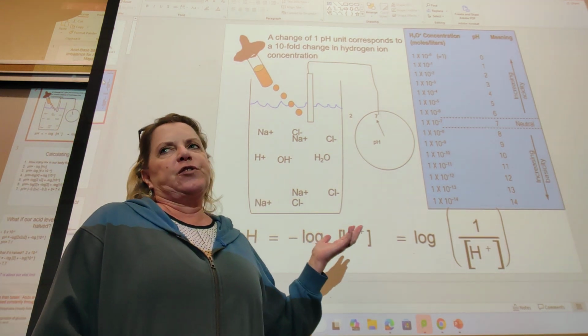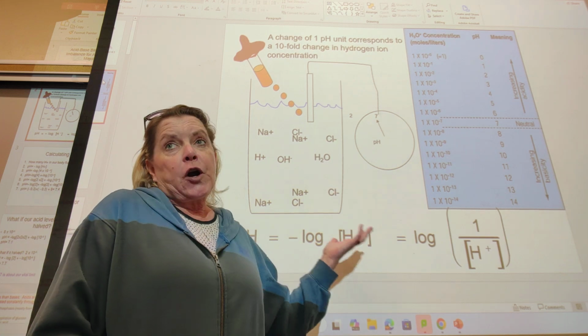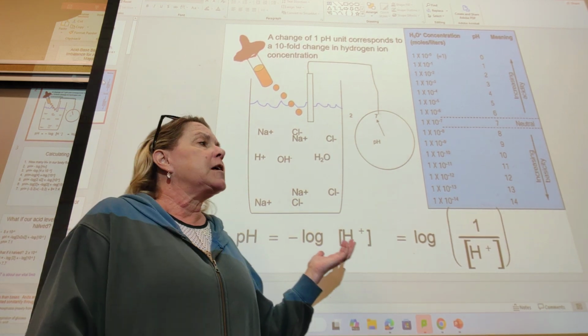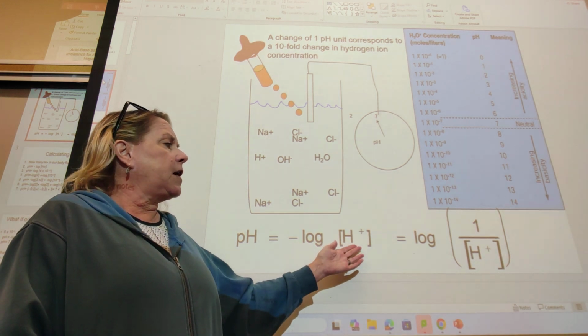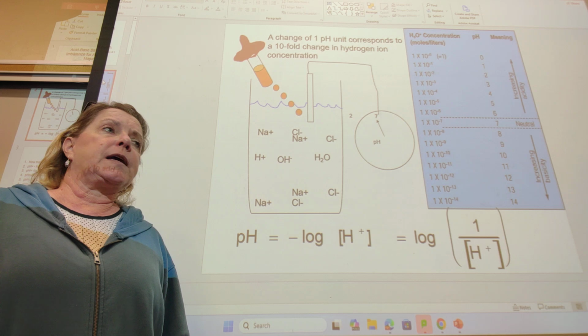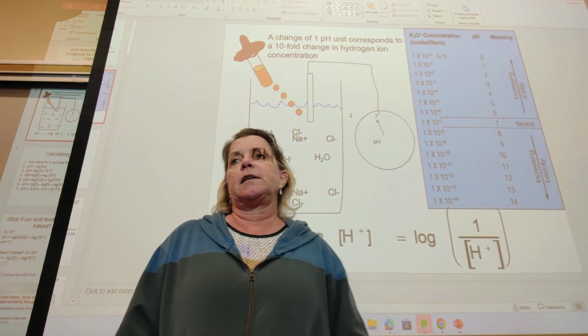This is your traditional pH scale. And the traditional starting pH equation is pH is the negative log of the hydrogen ion concentration. Or another way of saying that is the log of 1 over the hydrogen ion concentration.